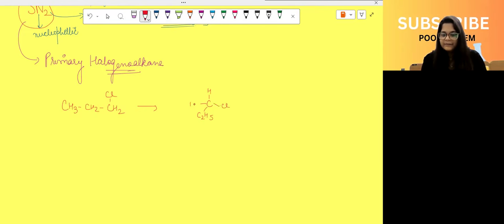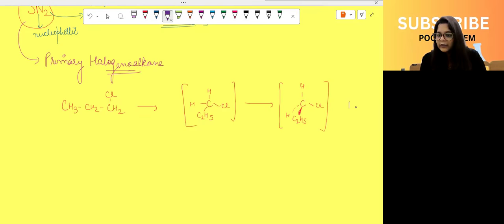This is H. Right? I can even make it properly using wedge and dashed bonds. So how will it look? This is H. This is Cl. This I will make H and this will become my C2H5. Correct? Now what happens? You are trying to react a nucleophile with it.